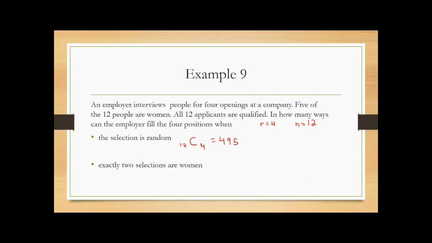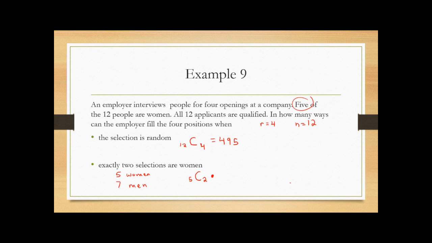Now, when you have to have exactly 2 selections that are women, this is a little different because we have to consider these separately. So exactly 2 have to be women. 5 of the 12 are women, which means 7 of them are men. So we need to make sure that we split these into 2 separate categories. If exactly 2 are women, we are choosing 2 out of 5. So that would be 5C2 for the combination. The order that we pick the women doesn't matter, but we're picking 2 out of 5 possible choices.